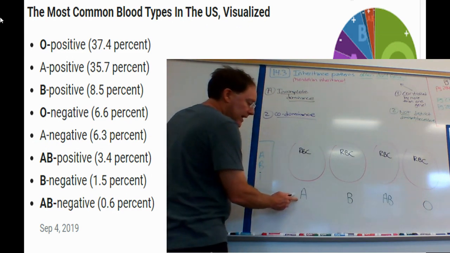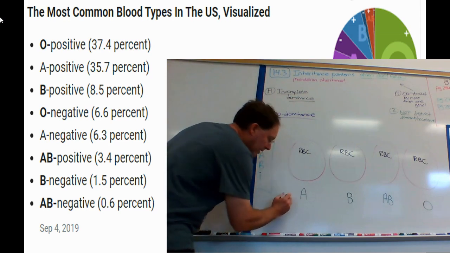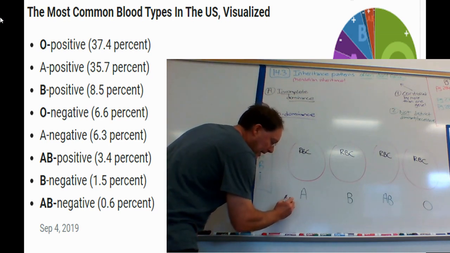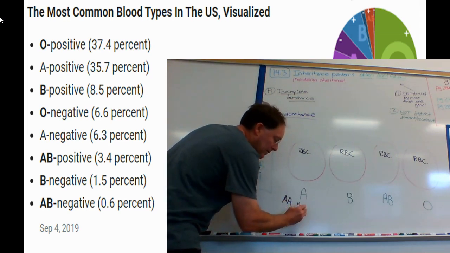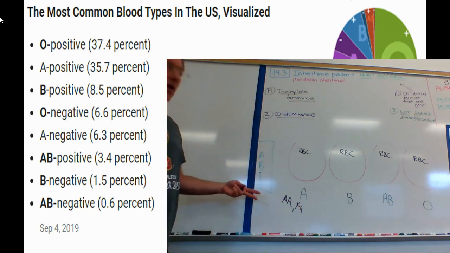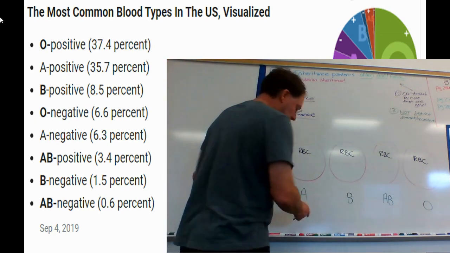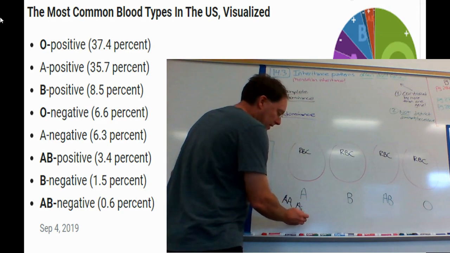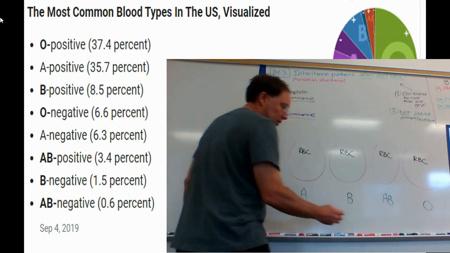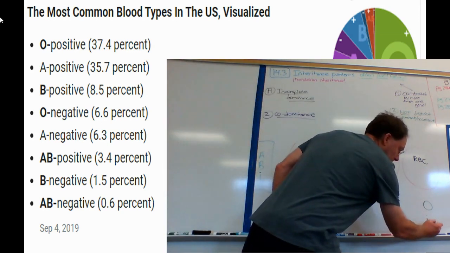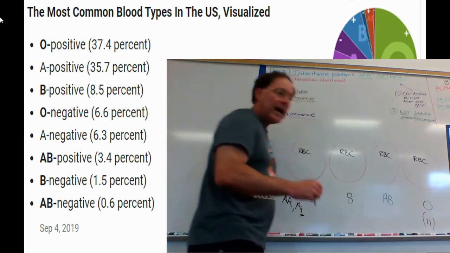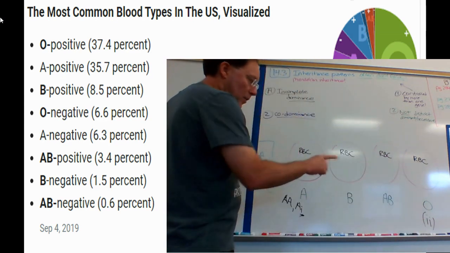So if you have A type blood, you either have a big A from mom and a big A from dad, or you have a big A from one of your parents, and then what they call i is just a gene that probably doesn't code for anything, and I'm about to show you why. Type O is ii, meaning you got an i from both of your parents.